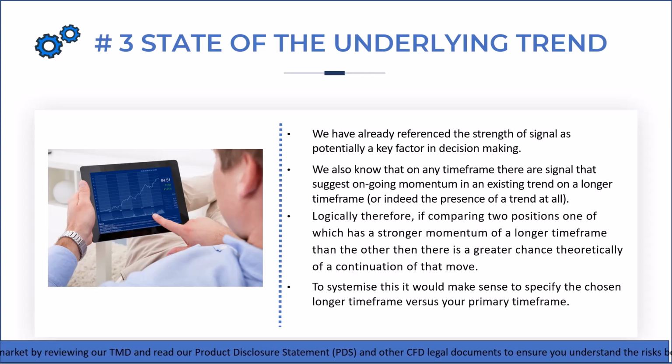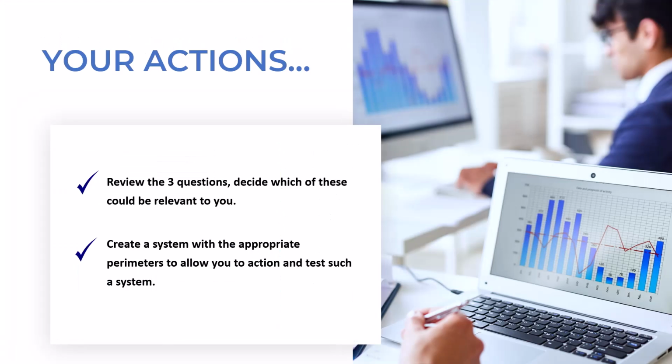There you go. I hope that's useful and interesting, and gives you some things to look at. So, in terms of actions you can take, review the 3 questions we've covered and decide which of these could be relevant to you, which resonate. Is it 1, is it 2, or is it all 3? And of course, integrate these within your system with appropriate parameters to allow you to action these and test these in the reality of your own trading.